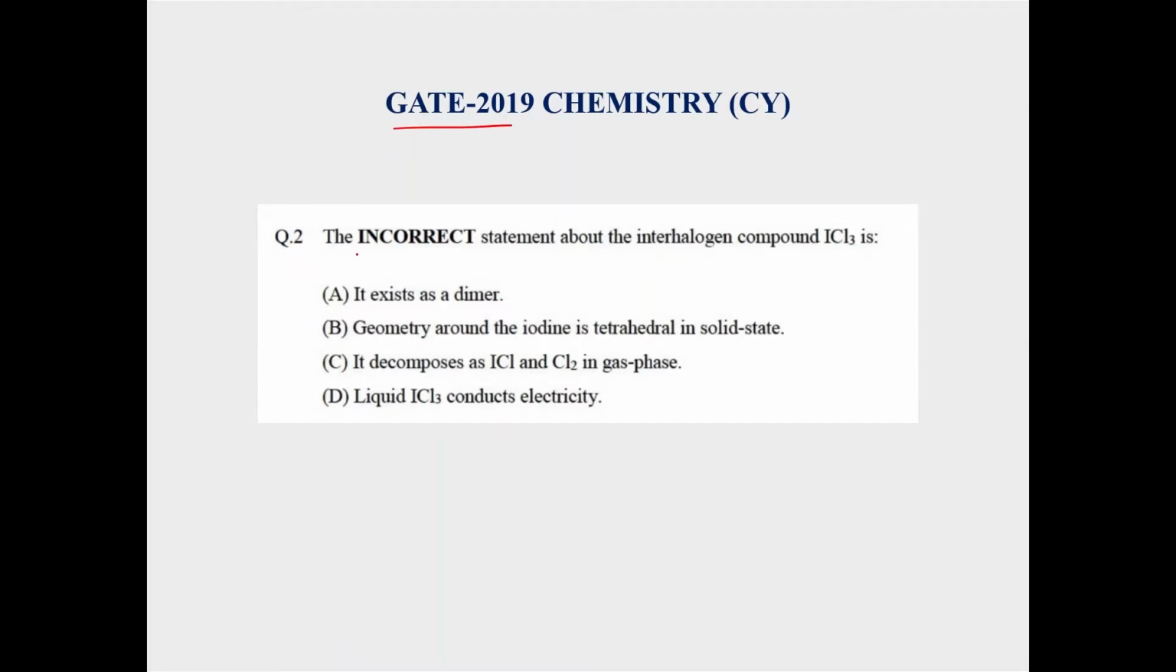The question is: the incorrect statement about the interhalogen compound ICl3 is. Option A, it exists as a dimer. Option B, geometry around the iodine is tetrahedral in solid state. Option C, it decomposes as ICl and Cl2 in gas phase. Option D, liquid ICl3 conducts electricity.